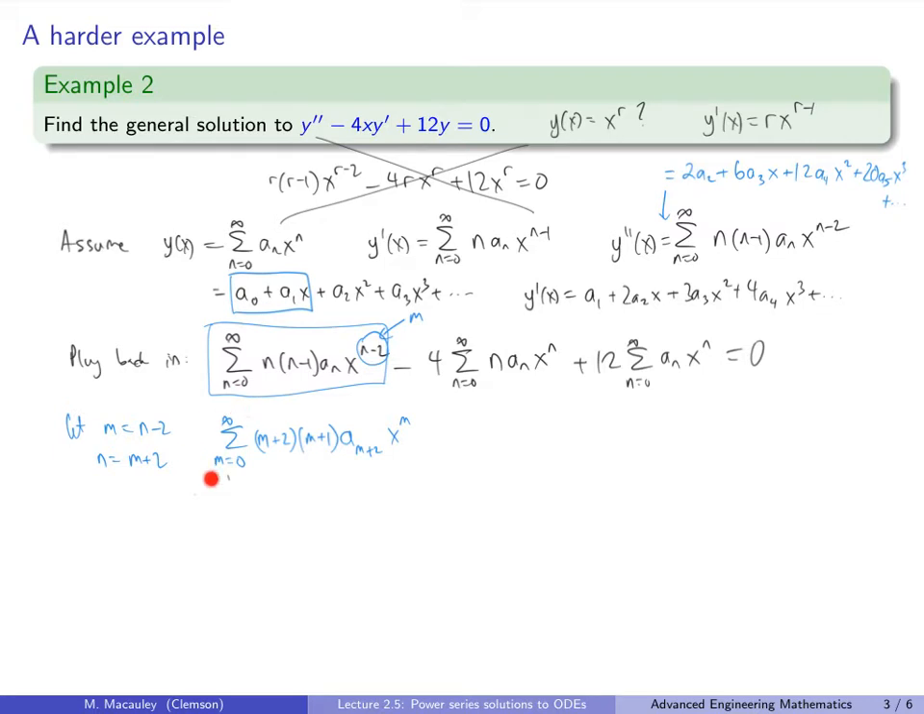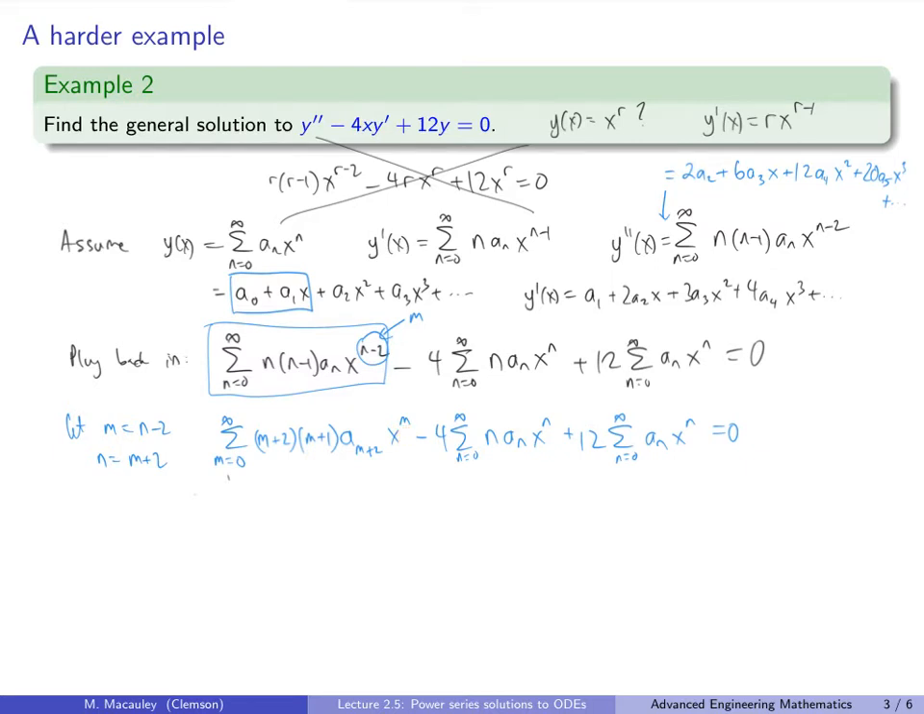So here's what we have. We have this guy minus 4 times the sum from n equals 0 to infinity of n times a_n x^n plus 12 times the sum from n equals 0 to infinity of a_n x^n equals 0. Okay, so now what? Well, this is x to the m, this is x to the n. Can we combine those? Yeah, why not? This m is a dummy variable. It doesn't matter if we call this m or n or k or j or something else. This is just a variable.